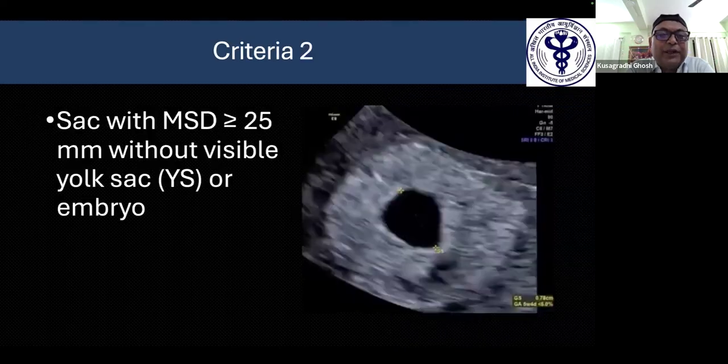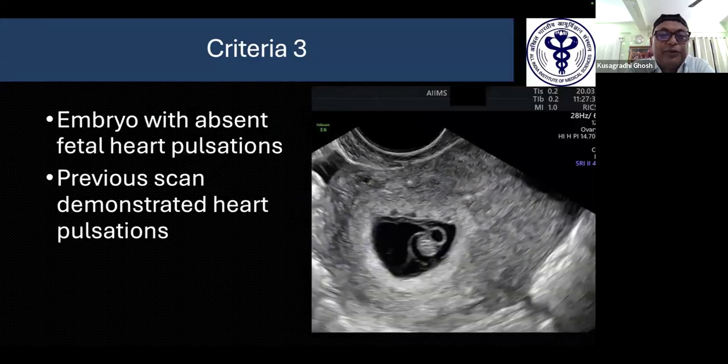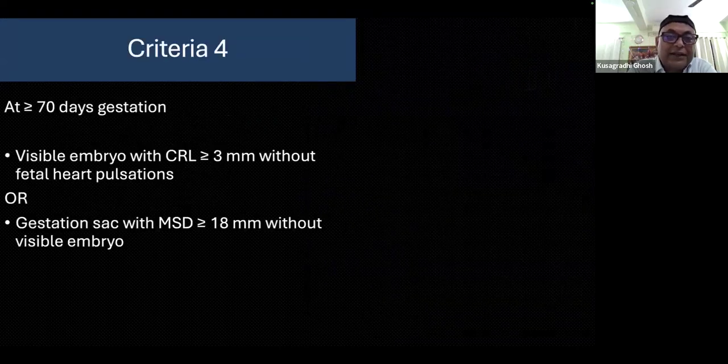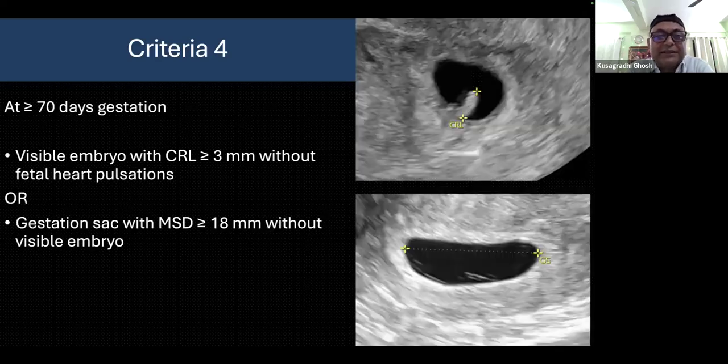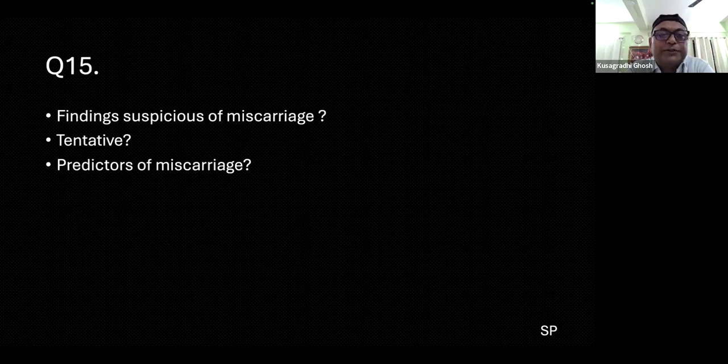And if we follow up after 14 days, and if there is no embryo with a cardiac activity 14 days or more after the initial scan, which had shown no yolk sac, then we diagnose miscarriage. And if there is no embryo with a fetal heart 11 days or more after a previous scan, which had shown gestation sac with a yolk sac, then we call it a miscarriage. So those are the four definite criteria: two one-off and two follow-ups.